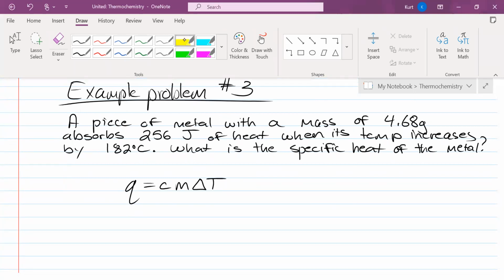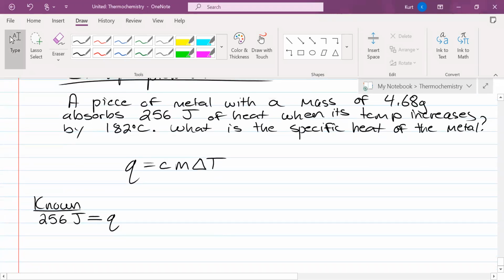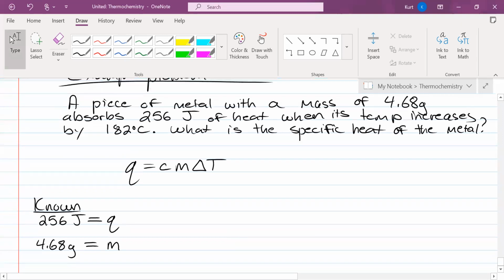Nick, can you read this problem and tell me one of the variables that we are given a known value? 256 joules. Okay, 256 joules. What variable is this? Q. That is Q. Good. Max, can you tell me another variable that we are provided in this problem? 4.68 grams. What is that going to represent? That is correct. And Scout, can you tell me what is the third variable that we are given in this problem?